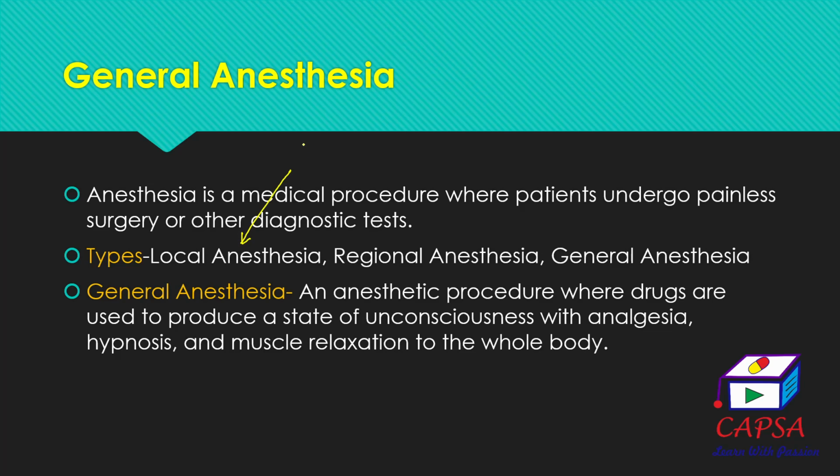Local anesthesia means when the anesthetic procedure is performed in a small area of the body, known as local anesthesia. Regional means when the anesthetic procedure is performed on a large part of the body, known as regional anesthesia. Which type of part? Like arms, hands, legs, etc.